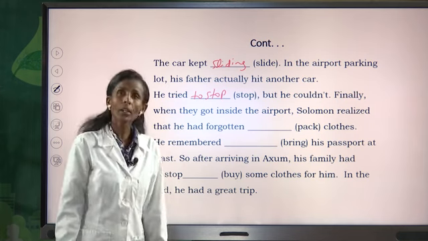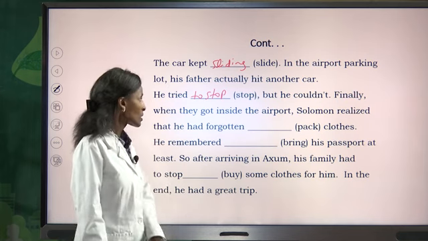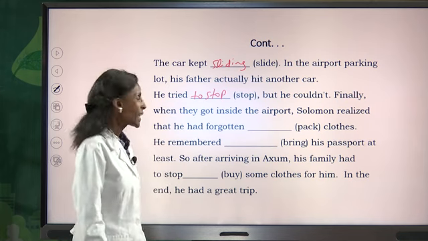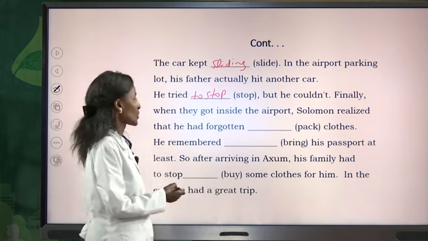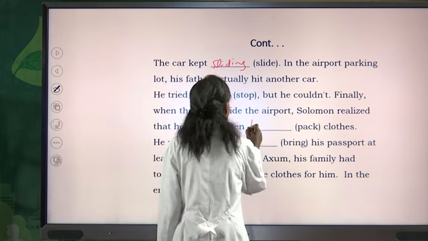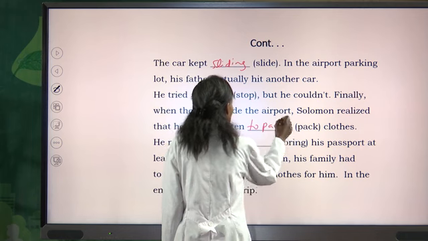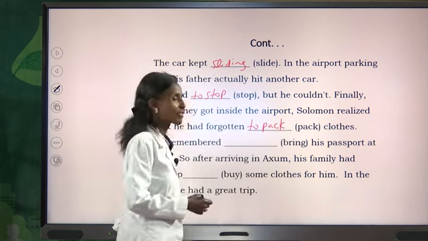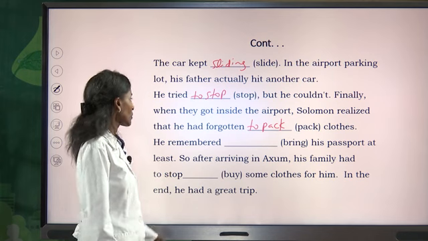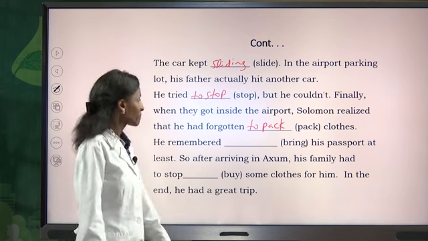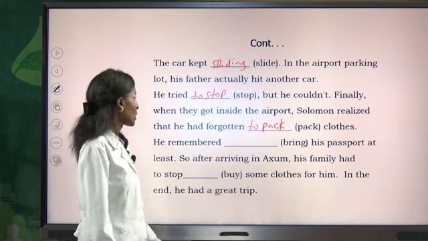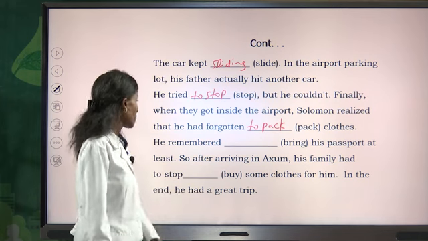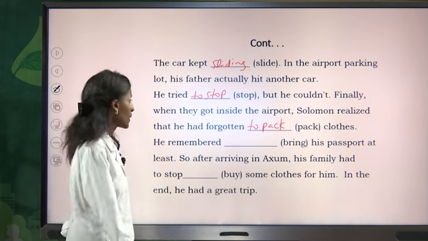Finally, when they got inside the airport, Solomon realized that he had forgotten something. What was that? To pack his clothes, you see? He had forgotten to pack his clothes. Infinitive, you see? Pack is given in brackets, so it should be the full infinitive, okay? After forget. Because he didn't do it, that means he didn't remember to pack his properties, especially his clothes.